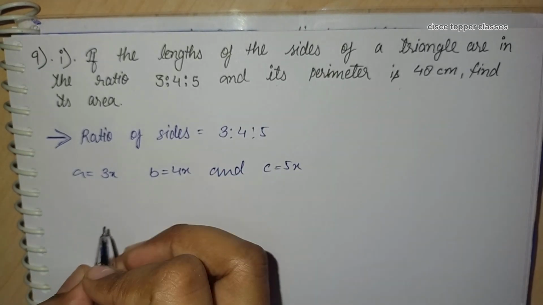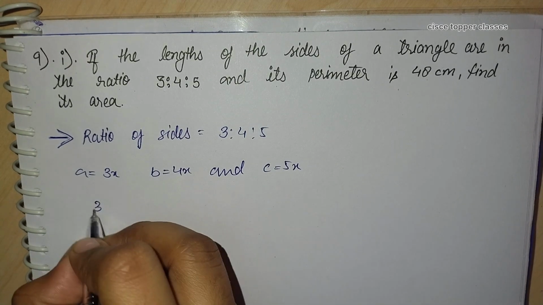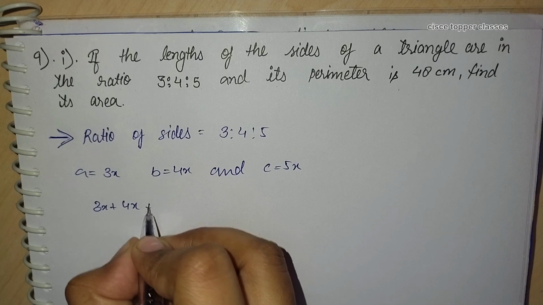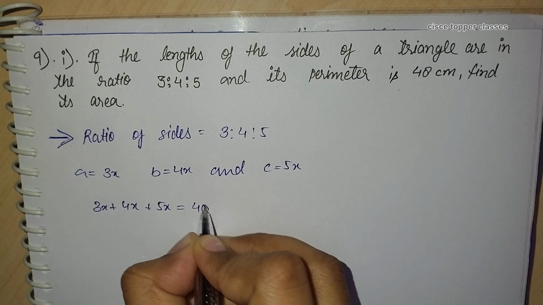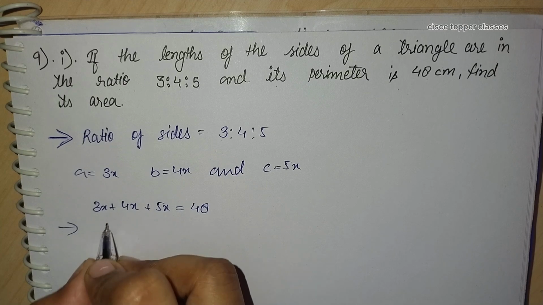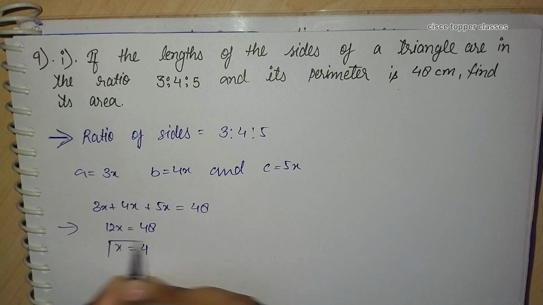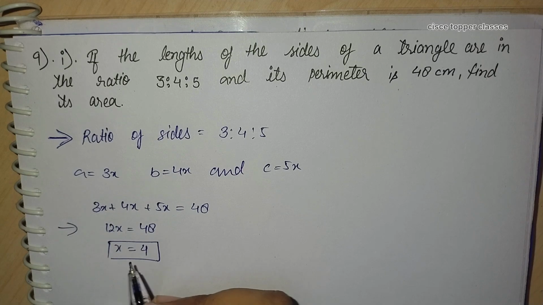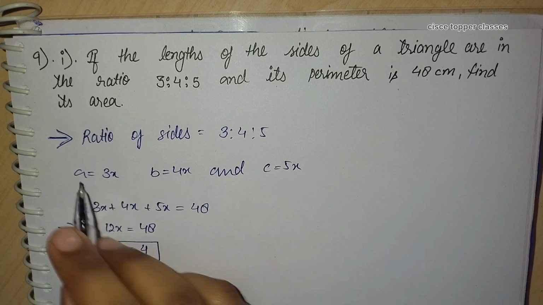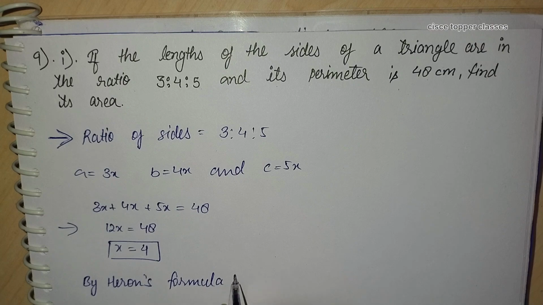Now, we can write that perimeter is the sum of all the sides, so we will add these sides: 3x plus 4x plus 5x equal to 48, because perimeter is the sum of all the sides of a triangle. It will be 12x equal to 48, so x will be 4 from here. We have found the value of x. Now simply we can find all the sides A, B, C, and by applying Heron's formula, we can find the value of area, which we have to find in this question.